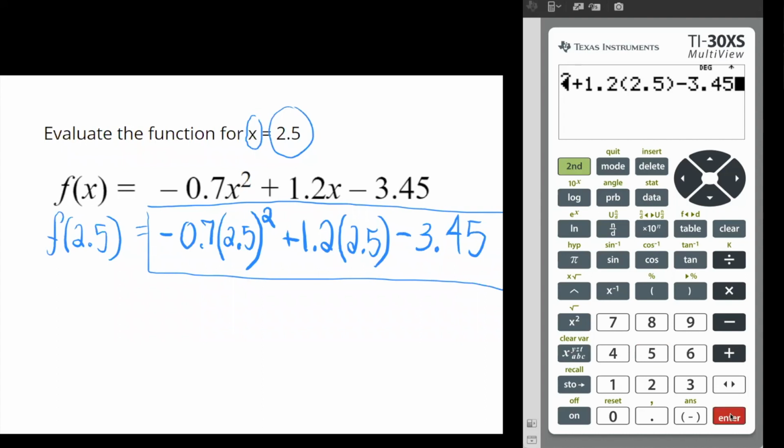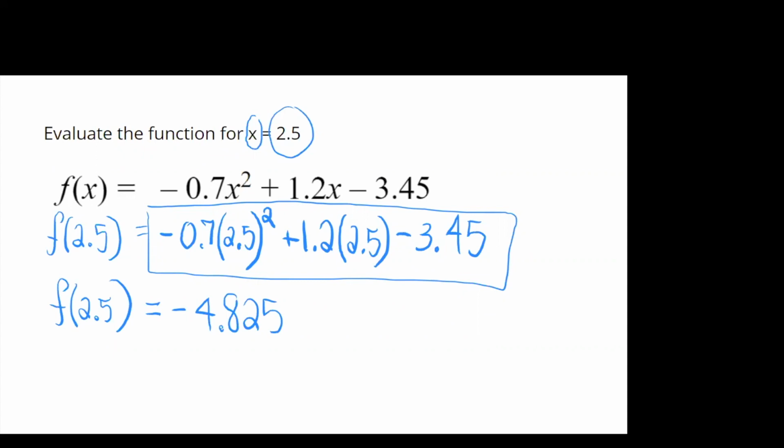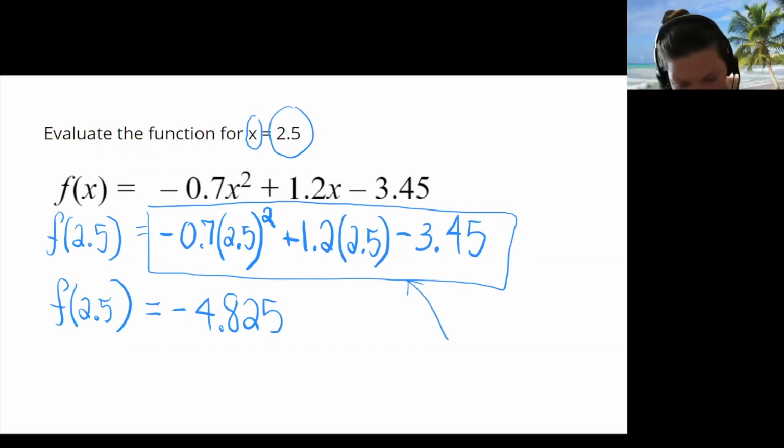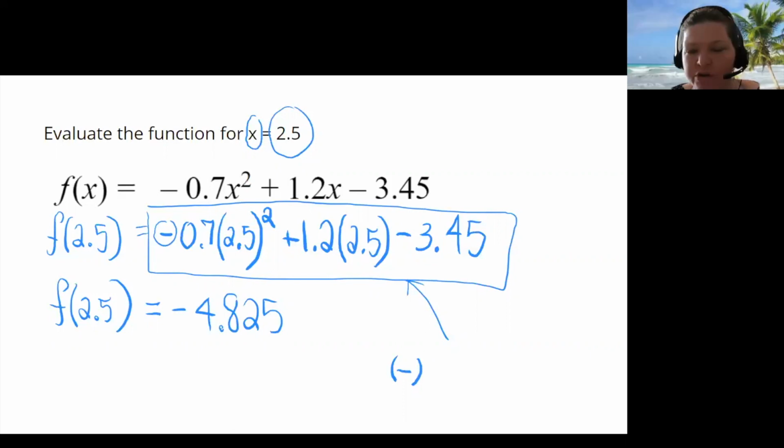Go ahead and press enter, and you can see we get that negative 4.825. I messed up, probably due to calculation error. When you plug this into your calculator, don't forget the negative sign there. I call negatives like the coins in your pocket of math. They just fall out all over the place. Students just drop negatives everywhere. So if you get a funky answer that you weren't expecting, watch out for dropped negatives.